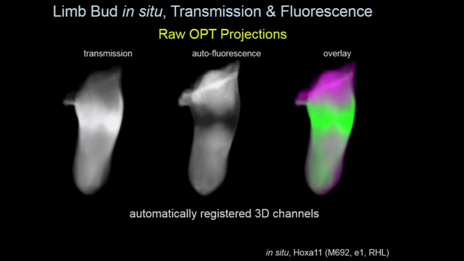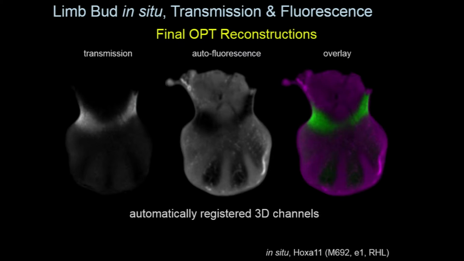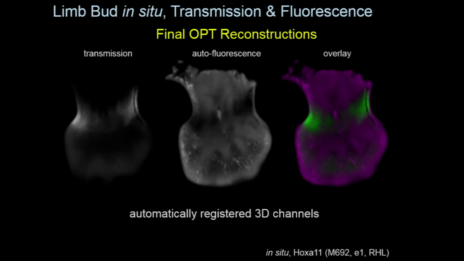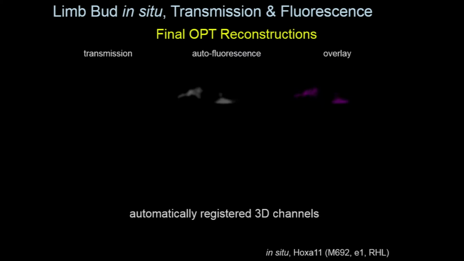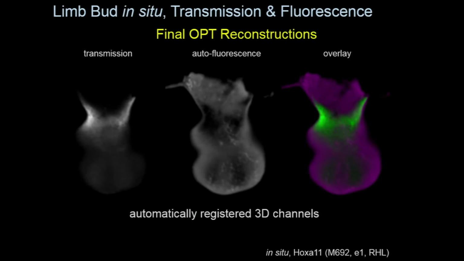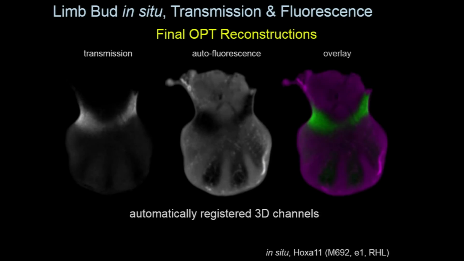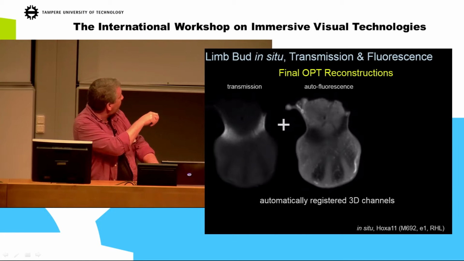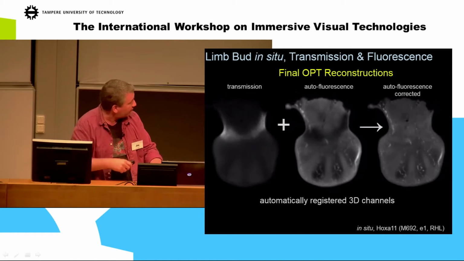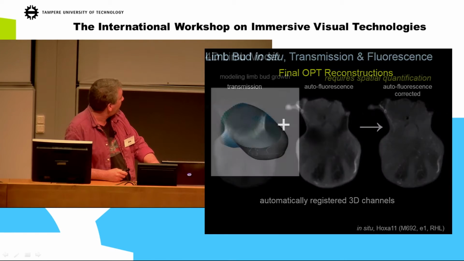These are the raw projections. These are, hopefully, slices through the 3D reconstructions of the voxel data set. And I have to hurry along. I think I will just skip this. We can use this to correct these holes here computationally, but I won't go into the details of that.